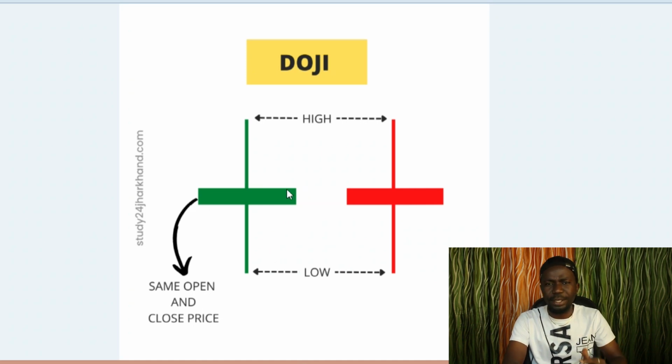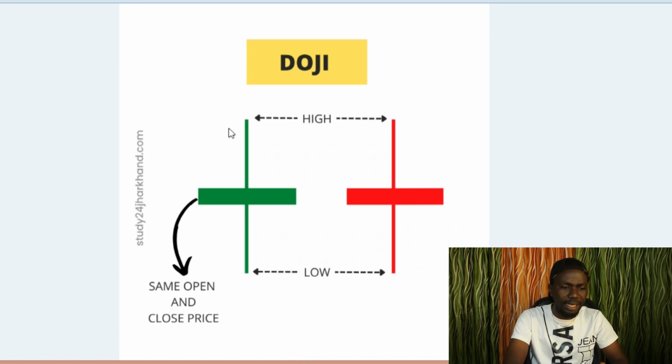So whenever you spot this type of candlestick pattern on a price chart, it means that there is an indecision in the market. Neither the buyers nor the sellers are in control. The buyers and the sellers are in equilibrium. They are struggling for supremacy. So this Doji simply signifies that the market is clearly in a range. So once you identify this, it means that the market is in a range.